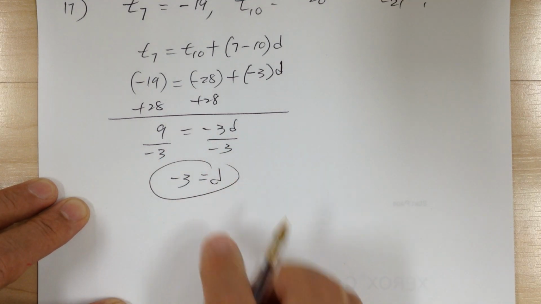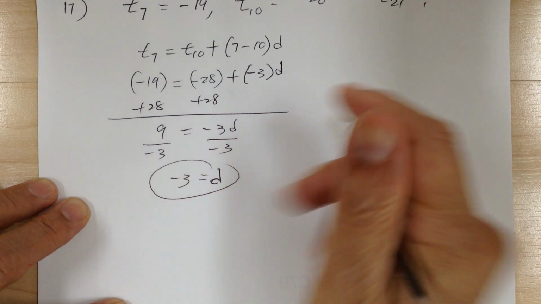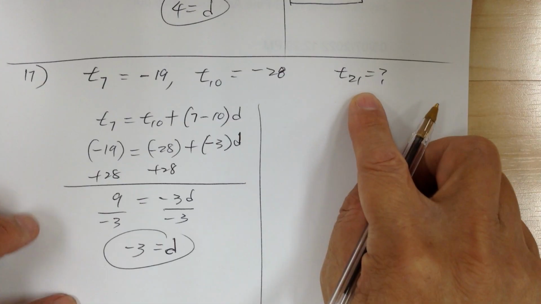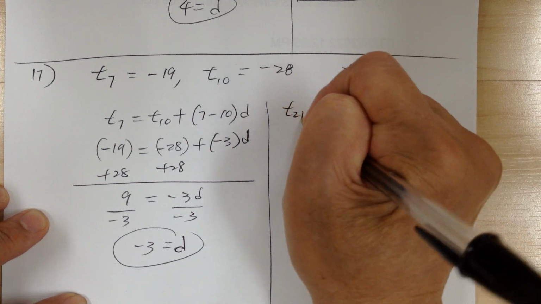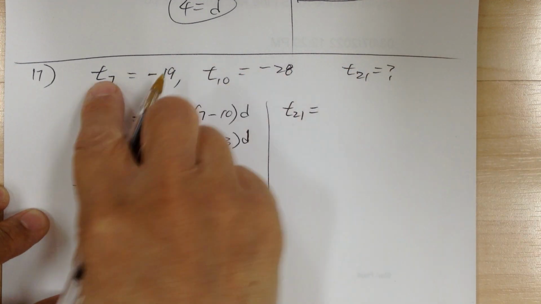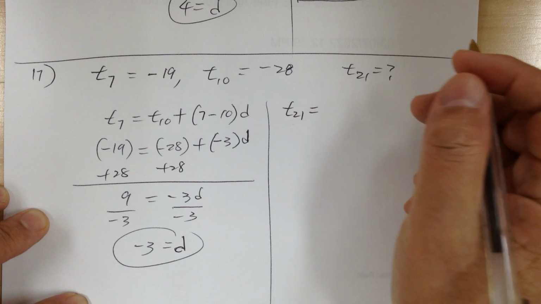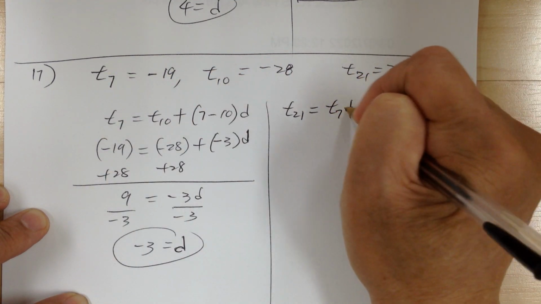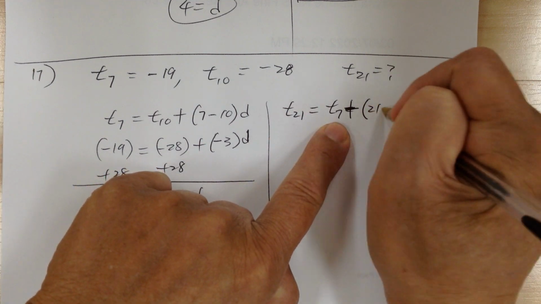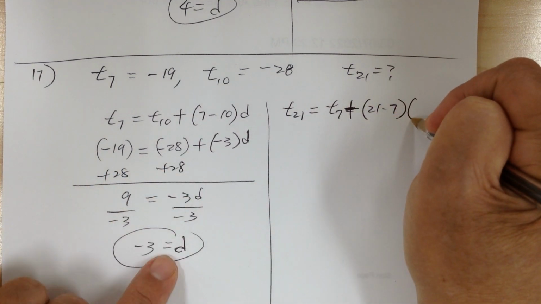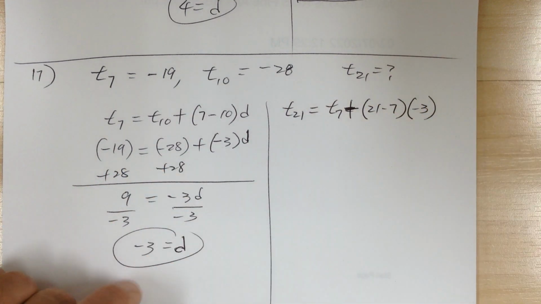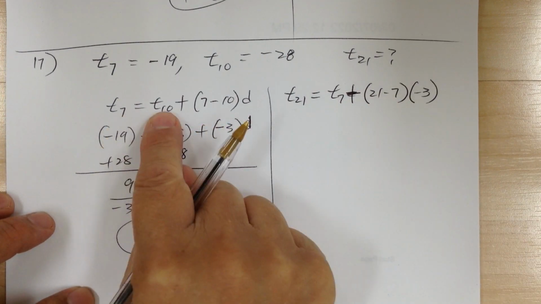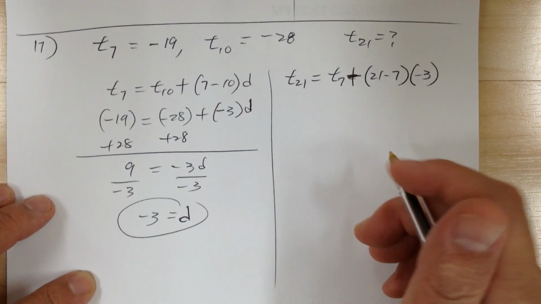So that's important information. Once you find your D, you can come up here and use the formula to find T21. So you're going to get T21 equal, again, you can choose either one. It doesn't matter which one you use. If you use 7, then you have to use 21 and 7 times D, with D equal to negative 3. Again, 21, 7, so you have to have 21, 7. Whatever you use, you have to match it exactly the same.